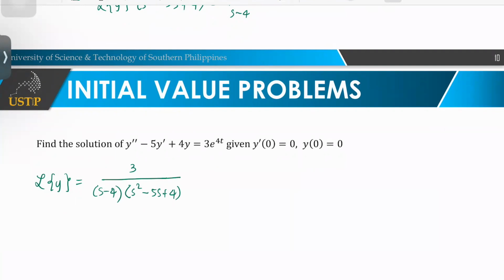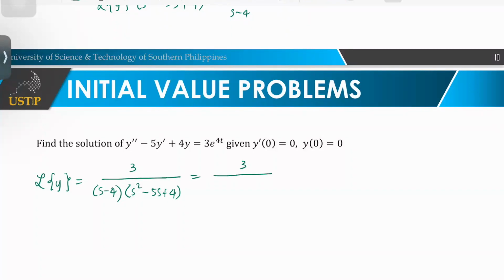So, before ta mag-solve, ato lang i-appreciate ang expression for the Laplace transform of y, and that is the solution nga itong gipangita. Okay? So, in order to get the inverse, ato siyang buakon class, we need to find the factors of s squared minus 5s plus 4. And that is just equal to s minus 4 and s minus 1.